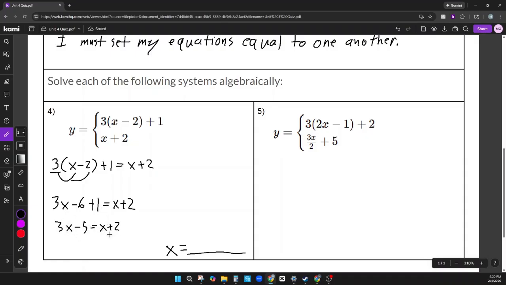Let's go about seeing if we can combine our x's. So I have an x on this side. I don't want an x on this side. So I'm going to go ahead and cancel by subtracting x. X minus x cancels. But through the process of canceling, I'm actually also moving my x over. So I have 3x minus x, giving me 2x minus 5 is equal to 2.